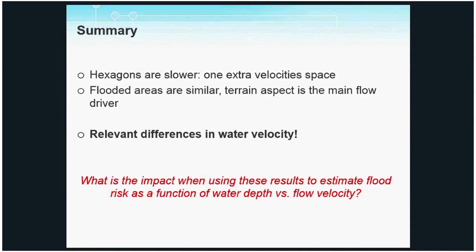So these results can be compared to each other, although there are relevant differences in water velocities. And this is quite interesting and deserves further investigation. One important question is the one in red in my slide. What is the impact of using these hexagonal results to estimate flood risk as a function of water depth and flow velocity? We are working on this, and we hope to have results soon.